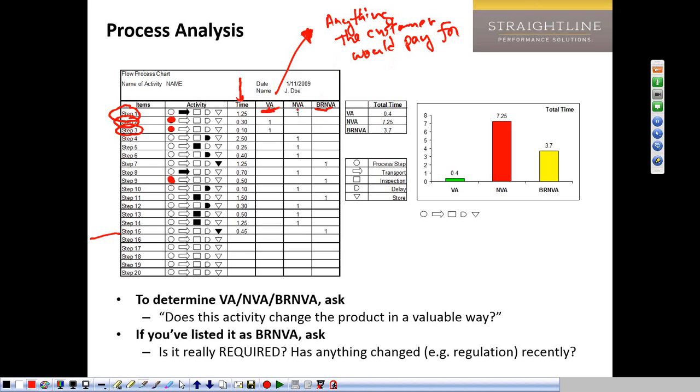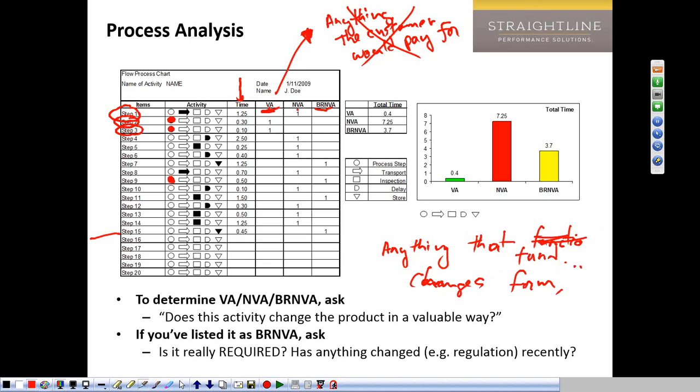Instead of using that definition, I like to say value added is anything that fundamentally changes the form, fit, or function of your widget. Okay, the 3 F's there, the form, fit, or function of your widget.